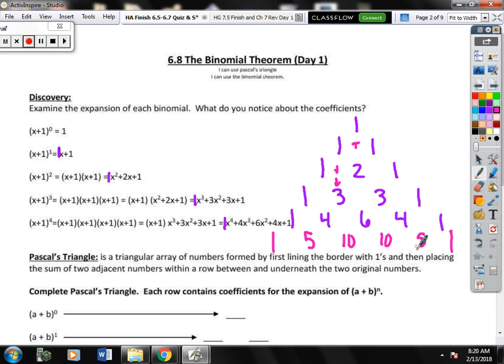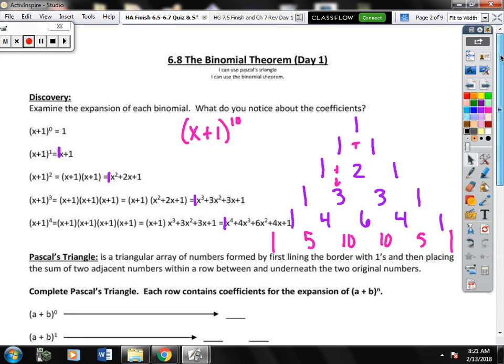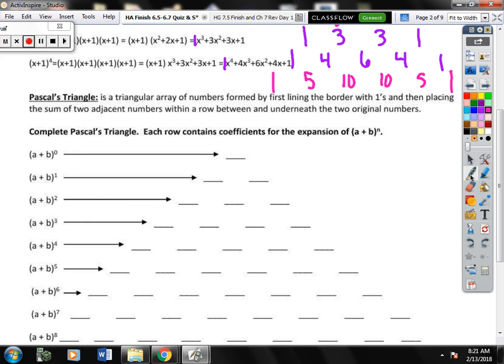Let's say if we wanted to do something like x plus 1 to the 10th power. And you did not want to have to do x plus 1 written out 10 times and then FOIL it, I don't know, a handful of times. You can use Pascal's triangle, and what it will do for you is it will give you what the coefficient of the final expression will be. And then you'll just attach your x to the fourth, x to the third, x to the whatever it might be. So Pascal's triangle is something that you'll want to remember how to do the first few rows.